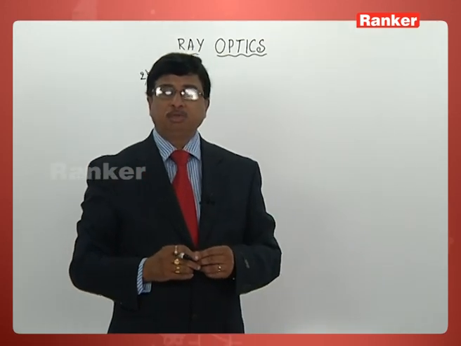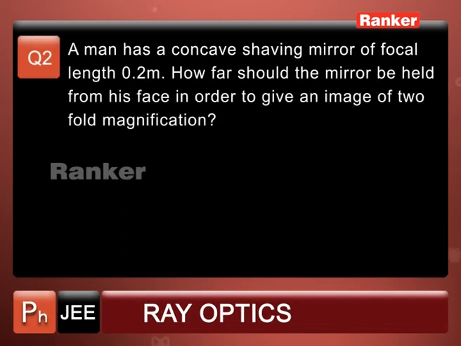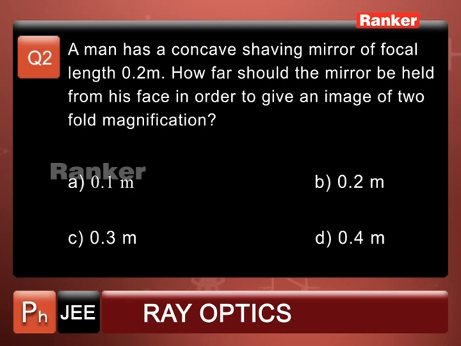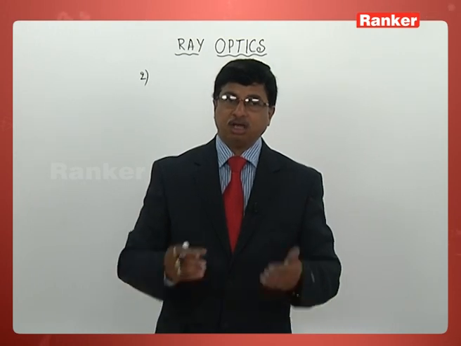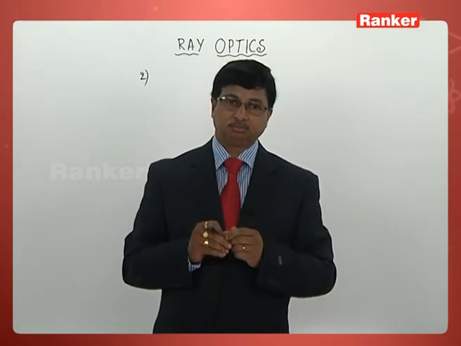Check the second number there. A man has a concave shaving mirror of focal length 0.2 meter. How far should the mirror be held from his face in order to give an image of twofold magnification? Twofold magnification is equal to 2, that is the concept.